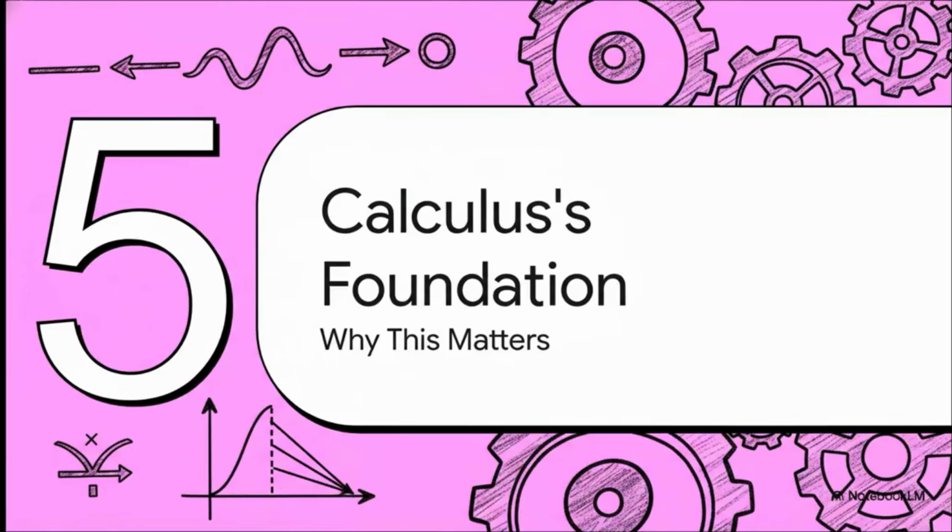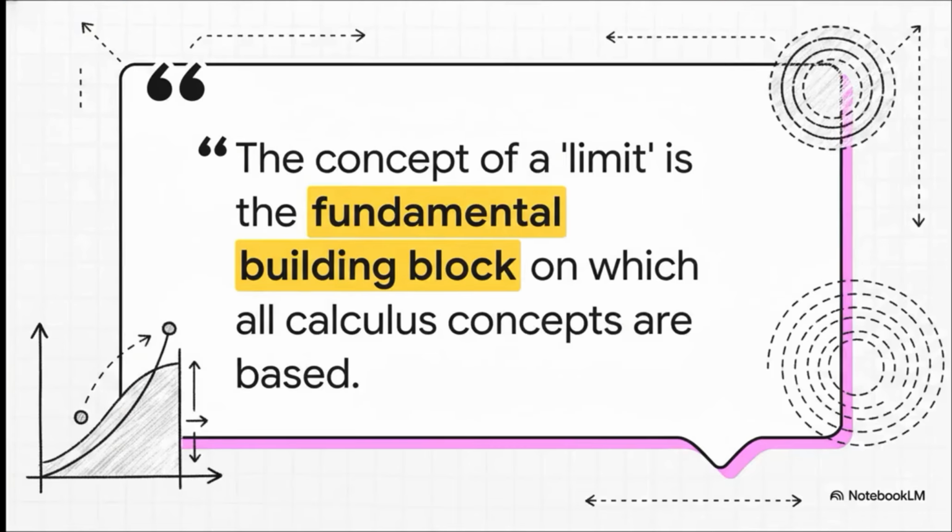But why is this so important? Let's zoom out for the big picture. This quote from the source material is really the key takeaway. Everything in calculus, from finding the slope of a curve at a single point to calculating the area under it, it's all built on this one core idea of getting infinitely close to something.